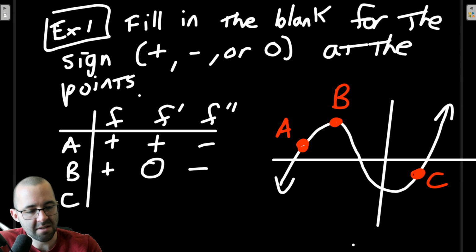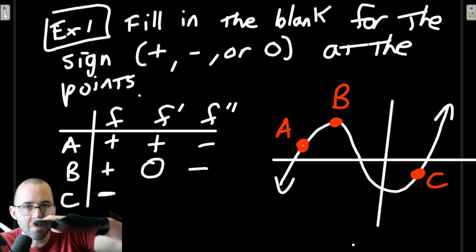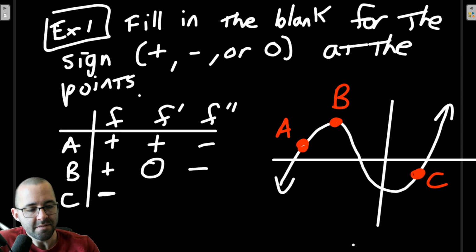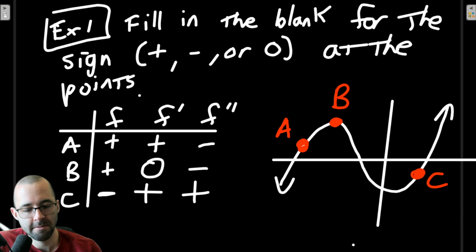And lastly, point C. Now we have a negative y value, a negative function value. Point C is below the x-axis. We're down there. The slope is, again, positive. It is going uphill right there. And for concavity, in this region, it looks like an upwards parabola, so we'll say it's concave up. All right, and that's all I want you to do. That's the first video. Good luck.